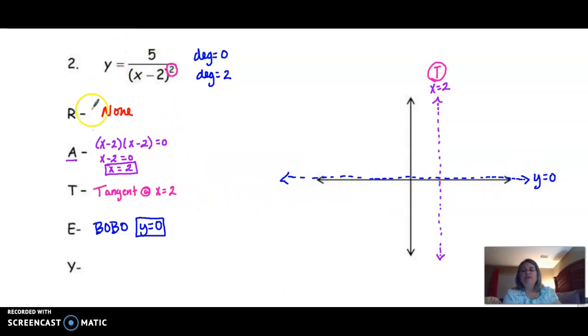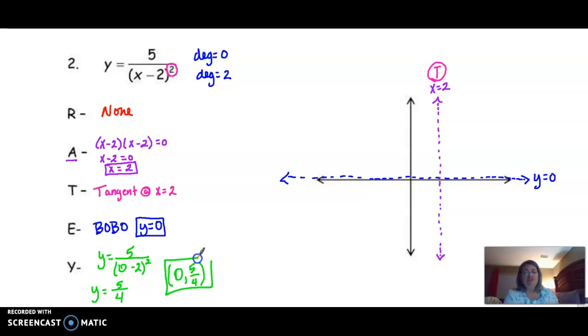And then lastly, we do our y-intercept. y equals, and I plug a 0 in everywhere I see an x. 0 minus 2 squared. Well, 0 minus 2 is, sorry, negative 2. When I square negative 2, negative 2 squared is 4. So 5 over 4 is a little bit bigger than 1, but all we really need to know is that that's the coordinate (0, 5 over 4).